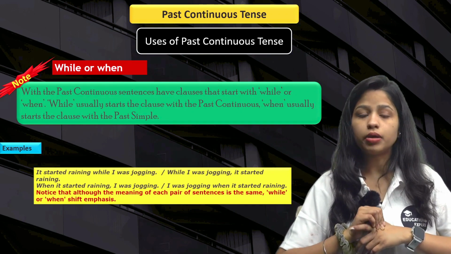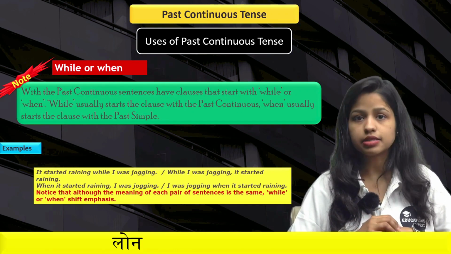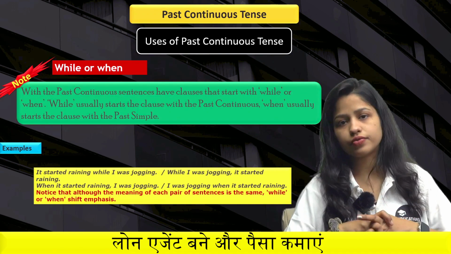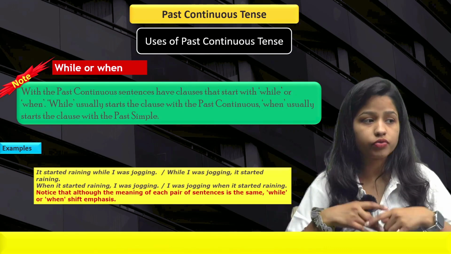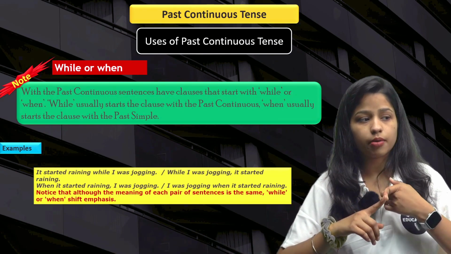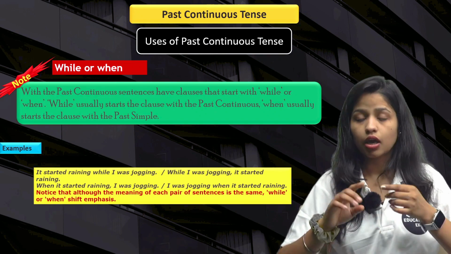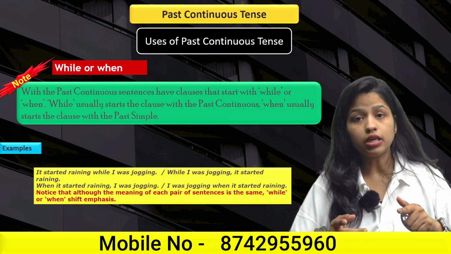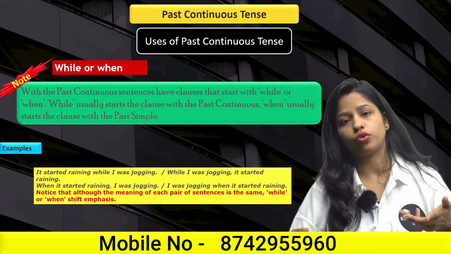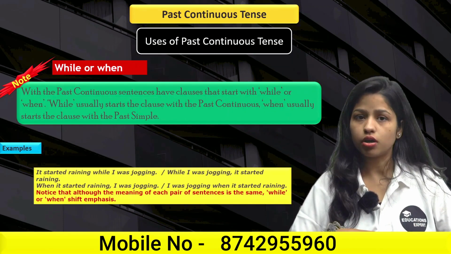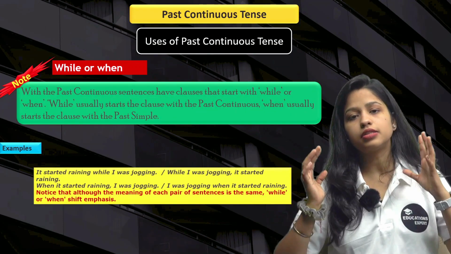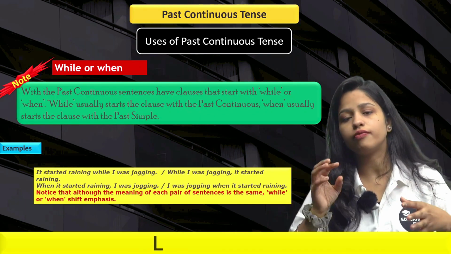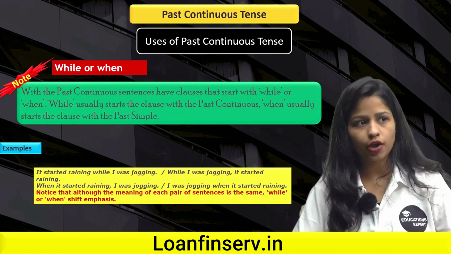Notice that although the meaning of each pair of sentences is exactly the same, while or when shift emphasis, right? It's the game of emphasis. Where are you emphasizing? See, if I see the example again, when it started raining, I was jogging. You can say it like that, or you can also say it like I was jogging when it started raining. It's the game of emphasizing the sentence. I hope this is clear for you.